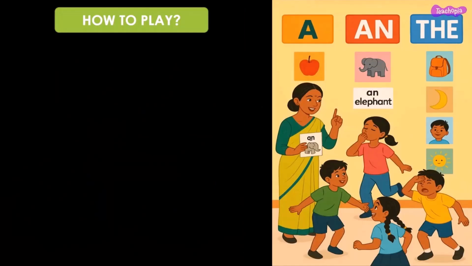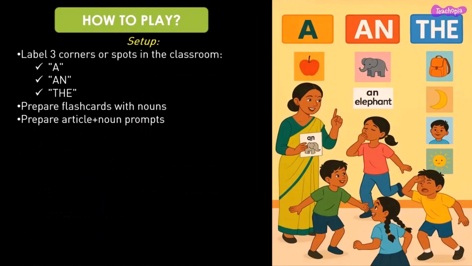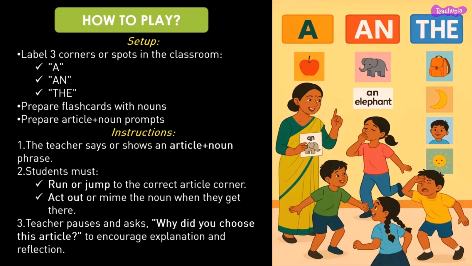How do we do this activity? First, let's set up 3 corners or spots in the classroom as a, an, and the corners. Then we will prepare flashcards with nouns and we will prepare article plus noun prompts.